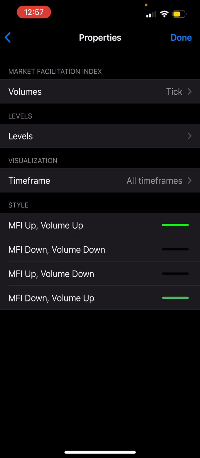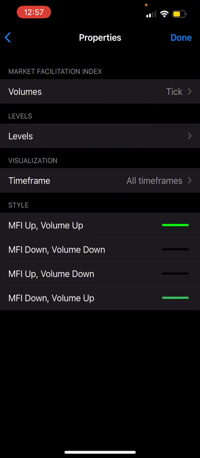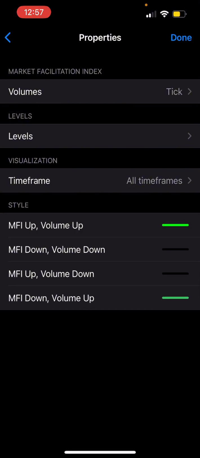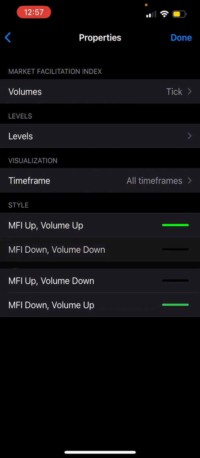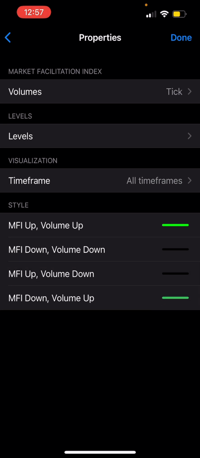So the volume, you select tick. The levels, you just ignore the levels. The line width should be 4 pixel. That is it for this one. MFI up, select green. MFI down, select black. Then MFI up for the volume down, select black. Then MFI down for the volume up, select green, guys.